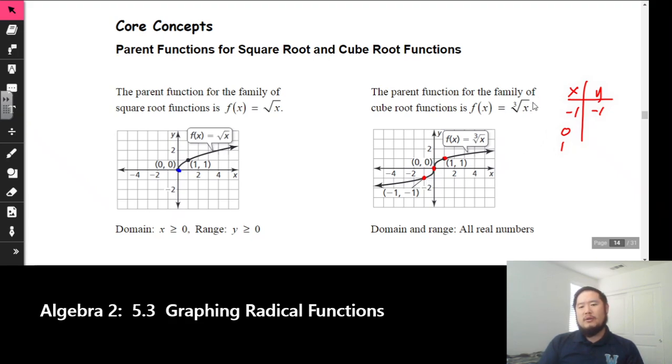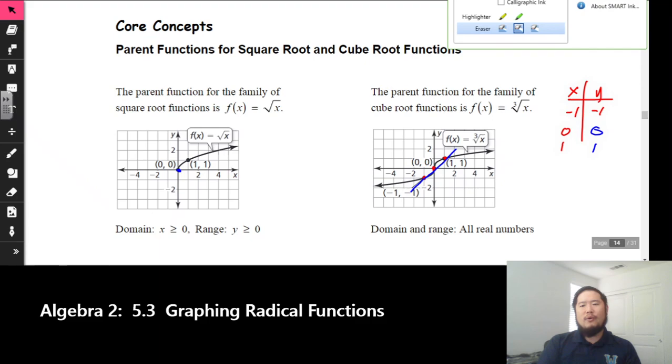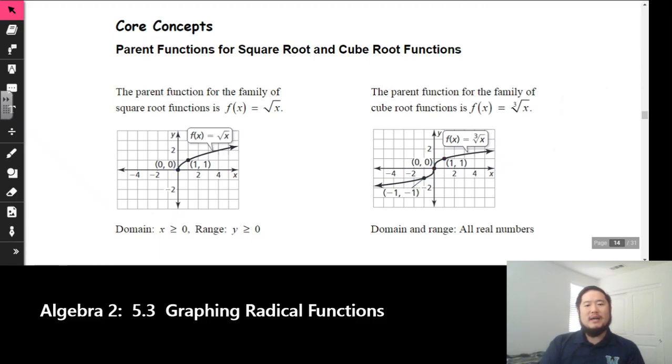You plug in 0, you're going to get 0. You plug in 1, the cube root of 1 ends up being +1. And so we have ourselves this S-shaped function. You do not draw a straight line that goes through those 3 points. Not in cube roots, or when the index happens to be odd.